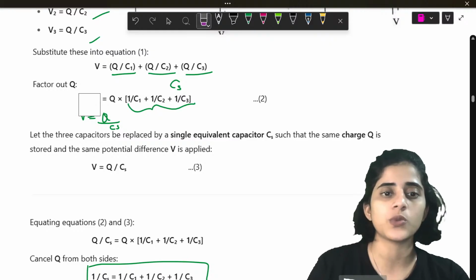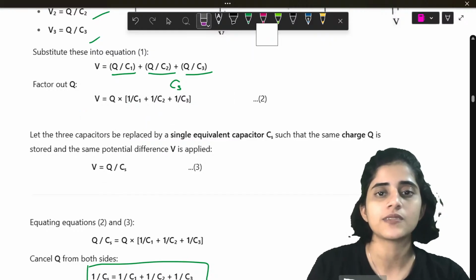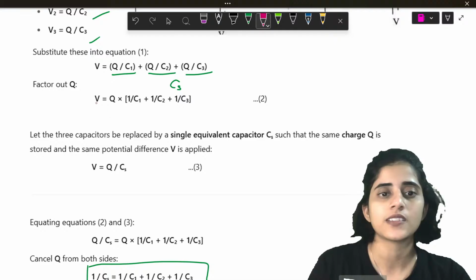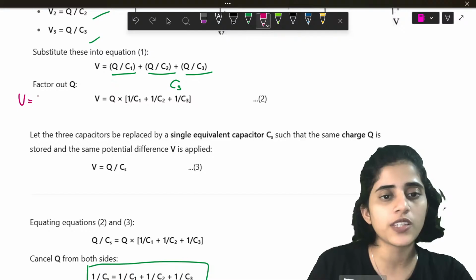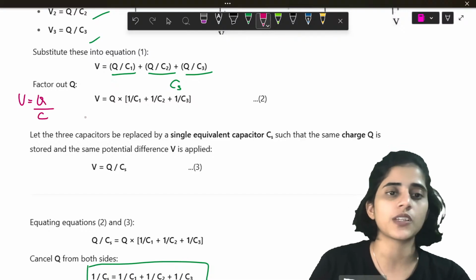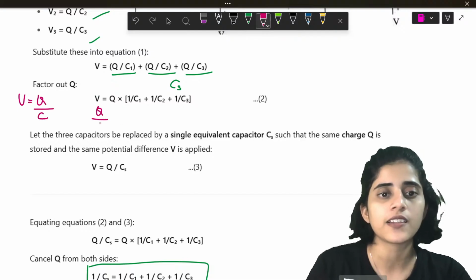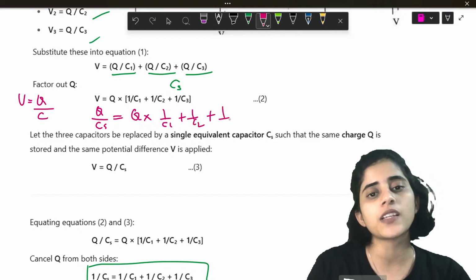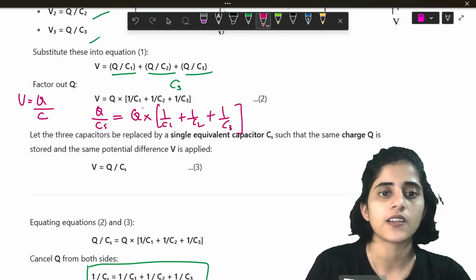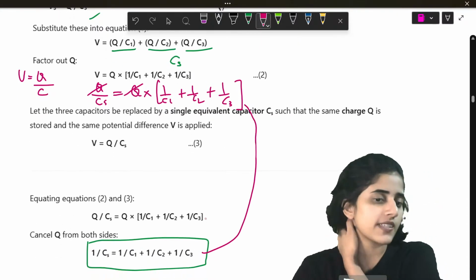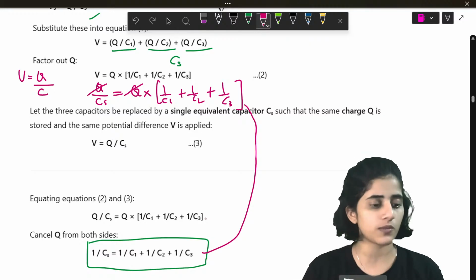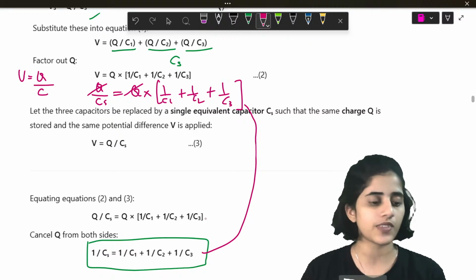Or what I can do is, see, I can write this using the fact that V is Q by C. So instead of V, I'll write Q by CS is equal to Q into 1 by C1 plus 1 by C2 plus 1 by C3. Q and Q will cancel, and that's how you get this equation: 1 by CS is equal to 1 by C1 plus 1 by C2 plus 1 by C3.